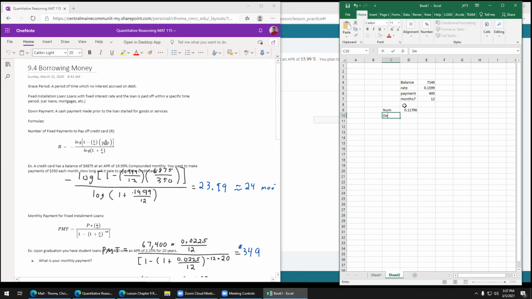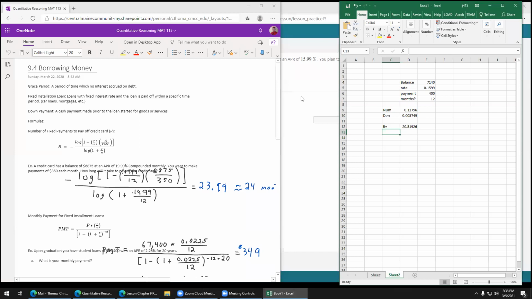And then we'll find our denominator, which again equals the log of 1 plus, again, my rate divided by my n, gives me that. And so to find how long it's going to take to make our payments, I'm going to take my numerator divided by my denominator. And you can type this whole thing in at once, but you've got to be cautious where you put your parentheses. So for the big formulas, it might be better to do it separately.